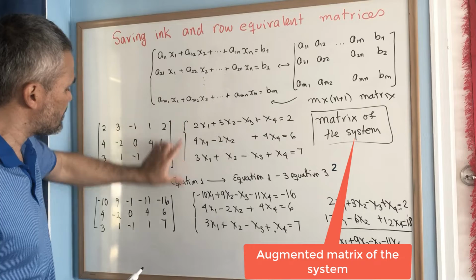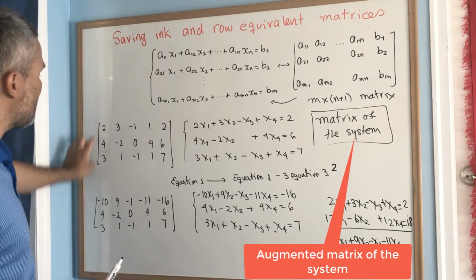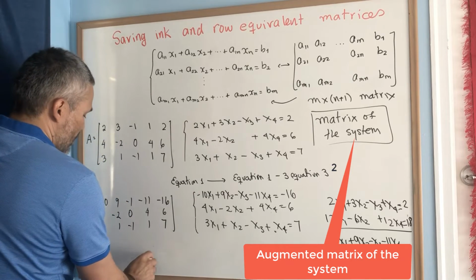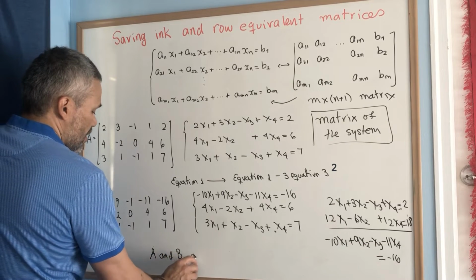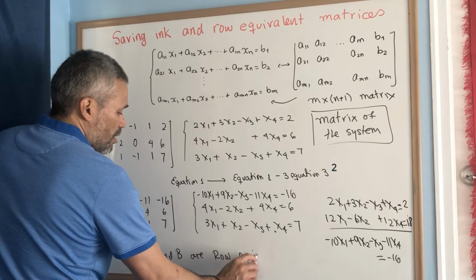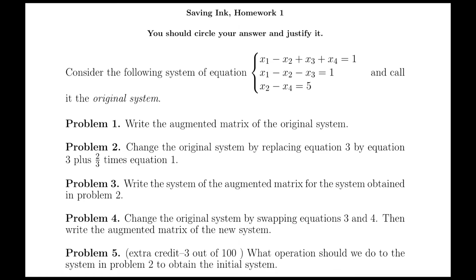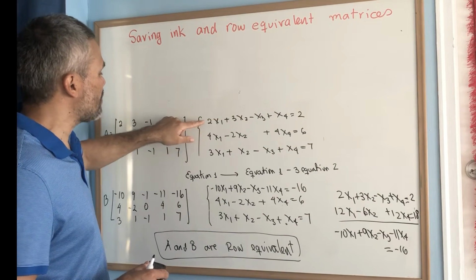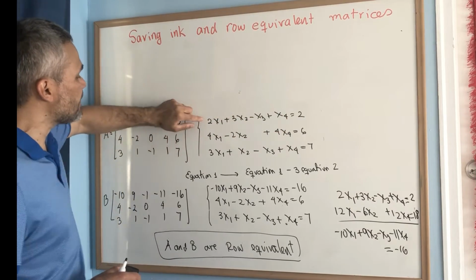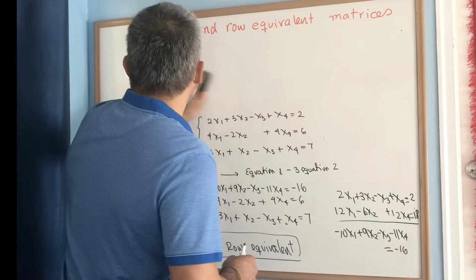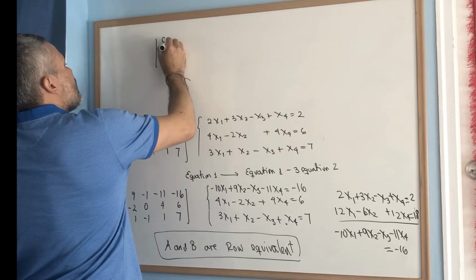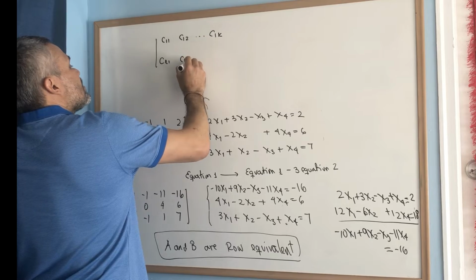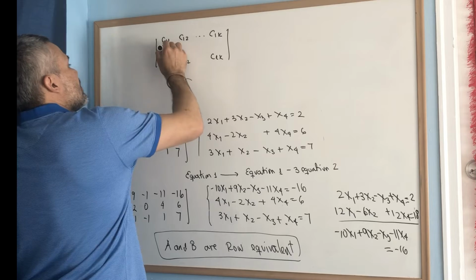Then, instead of doing these operations with the variables, we can do these operations with the matrices. And in general, we're going to say that the matrix A and the matrix B are row equivalent. Please do this homework. Keep in mind that the operations that we're allowed to do are swapping two equations, multiplying one equation by a number that is different from 0, and adding to a given equation a multiple of another equation. With that in mind, let's suppose we have a matrix c11, c12, c1k, up to cl1, cl2, clk.